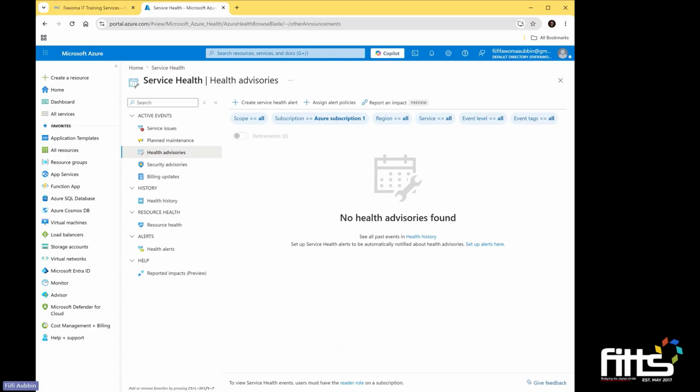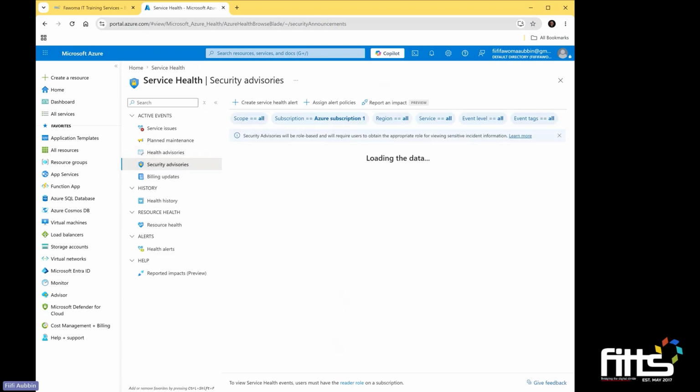And these advisories don't necessarily mean something is broken. They are simply keeping administrators informed. Think of them as important announcements. Okay. Now let's move on to security advisories.